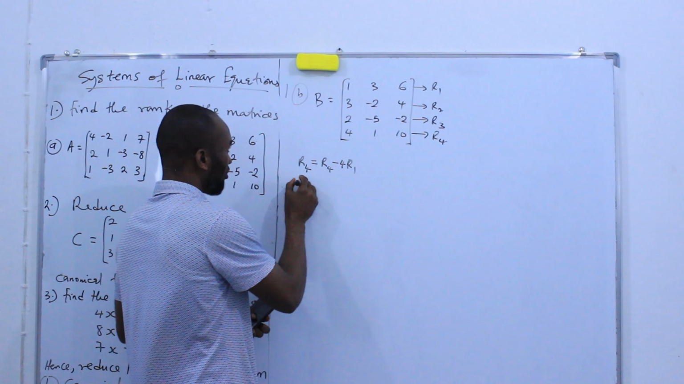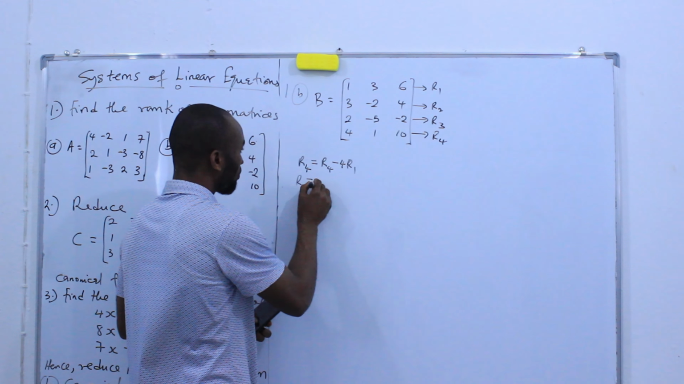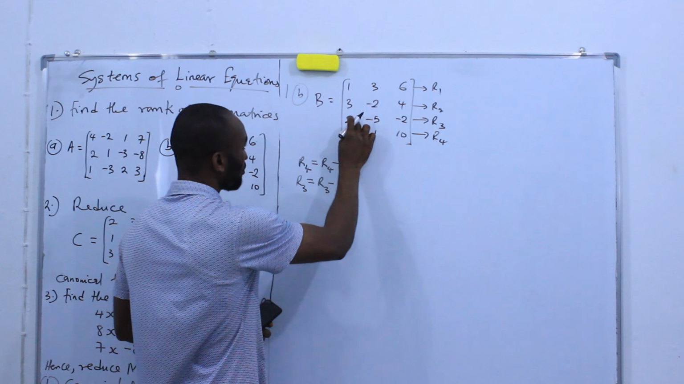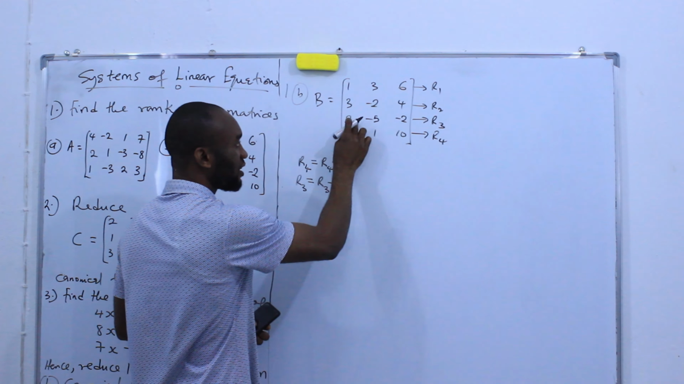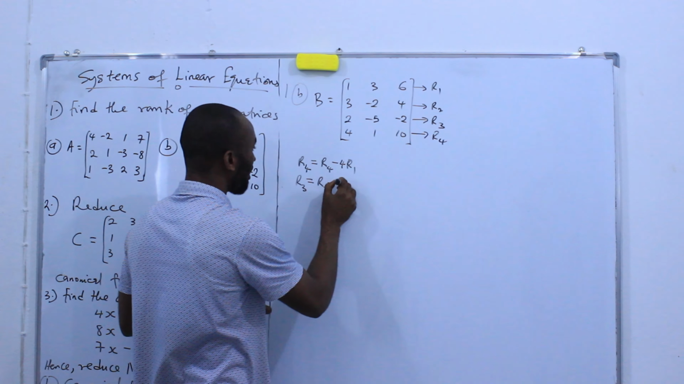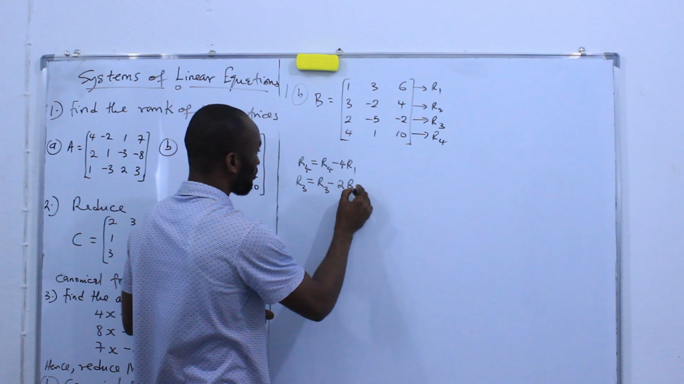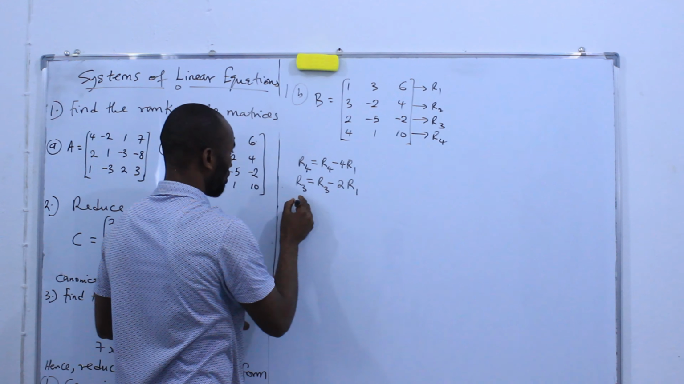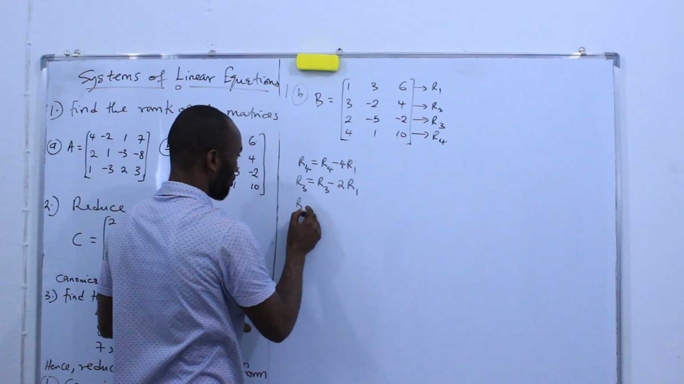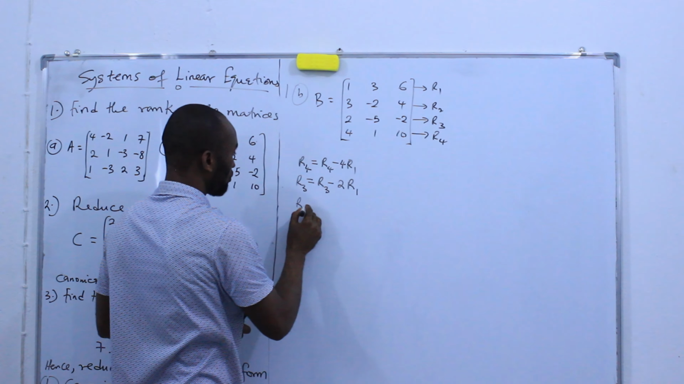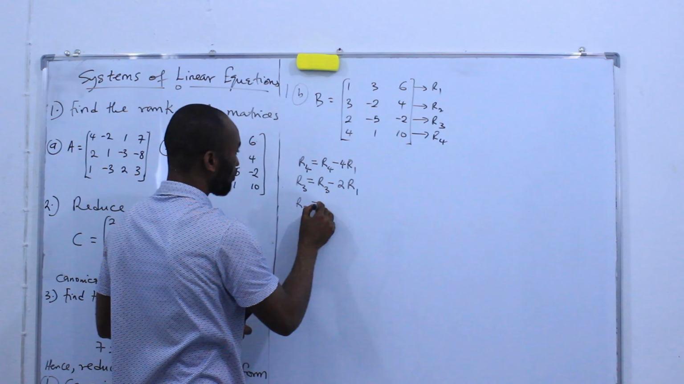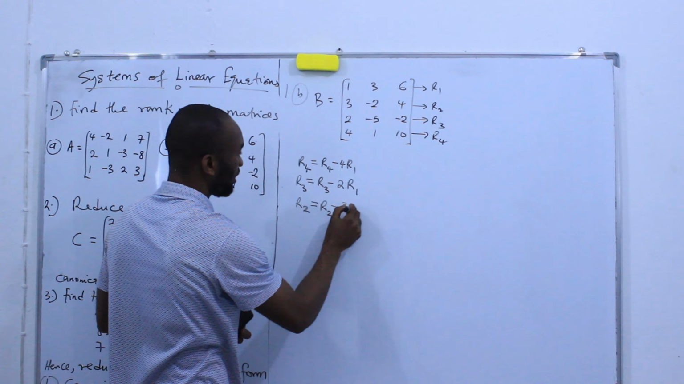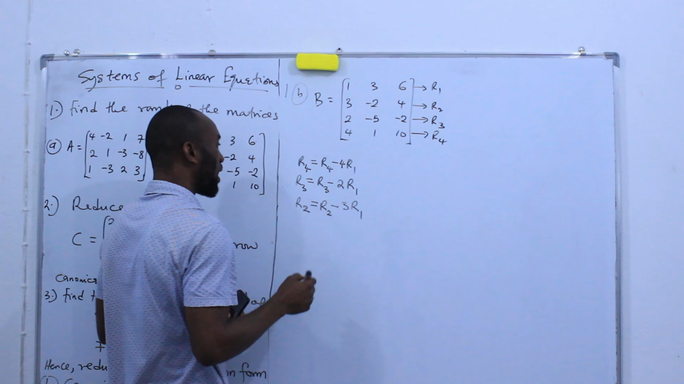We're also going to perform R3 equals R3 minus 2 R1, since the first coefficient there is 2. All right, the last operation, R2 equals R2 minus 3 R1, since the leading coefficient is 3.